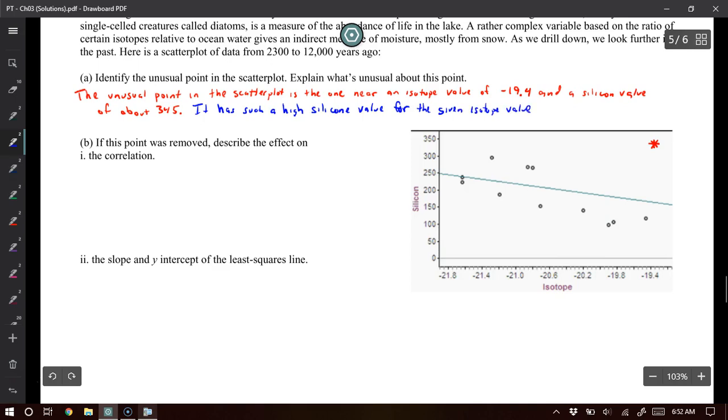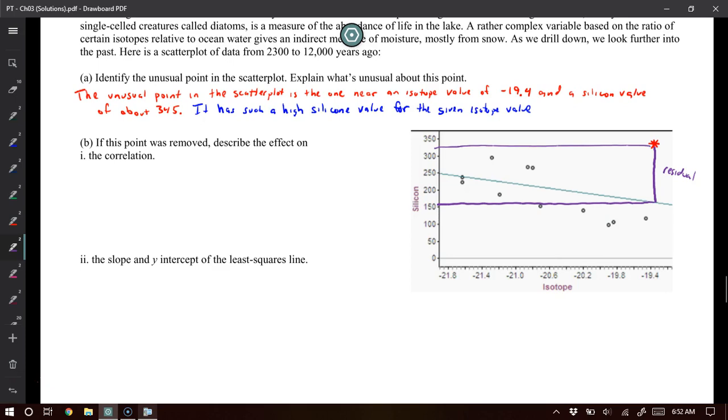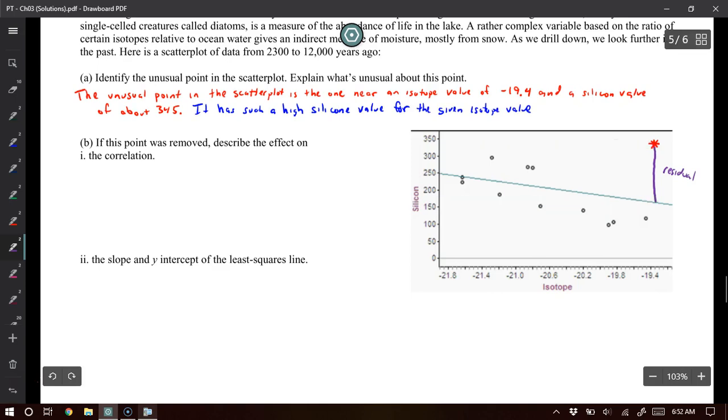Take a look at this. If I were to look at the residual for this line, there's the residual. The prediction is about, let's just say, 160. And we are almost at 350. I said about 345. That's a huge difference compared to all the other ones. It has an unusually large silicone value for the given isotope value compared to all the others.